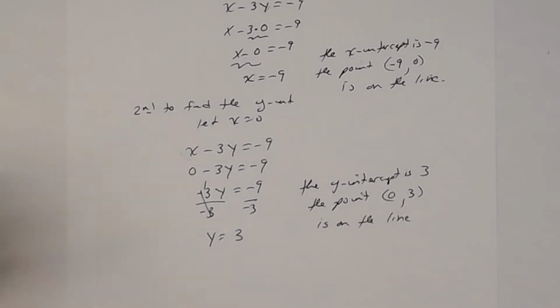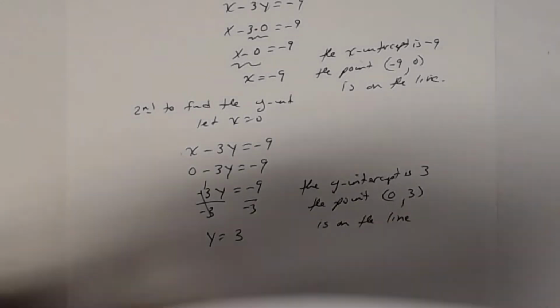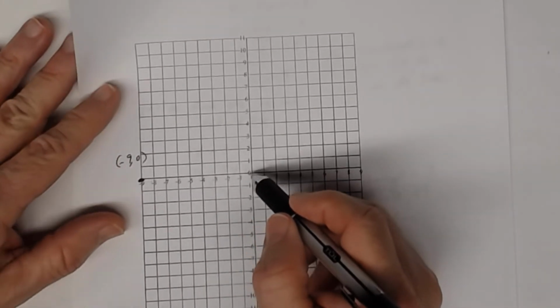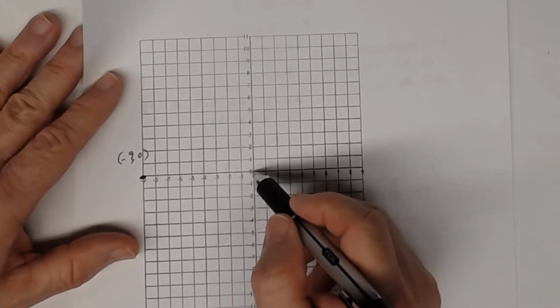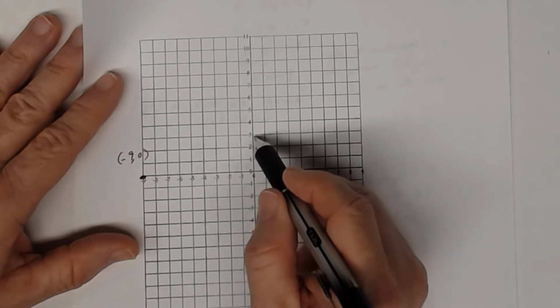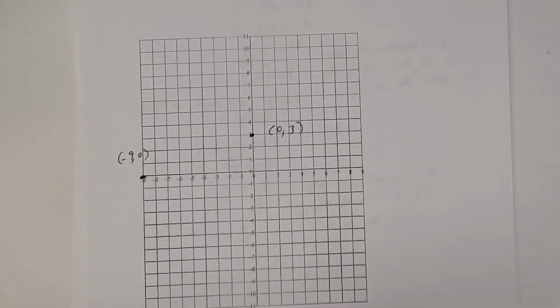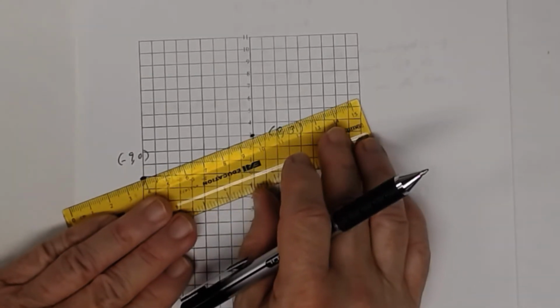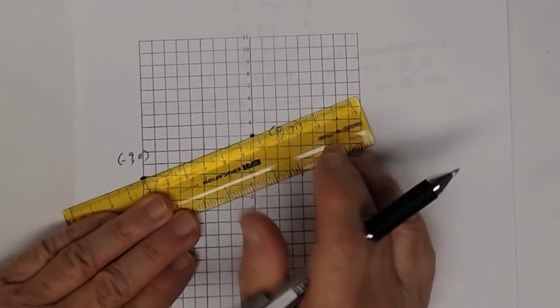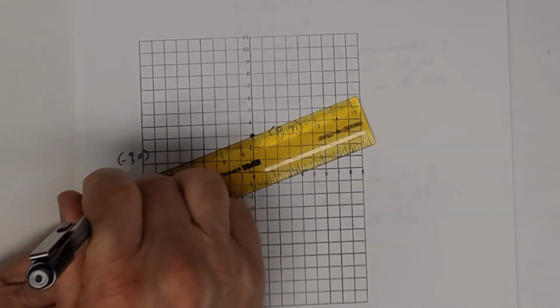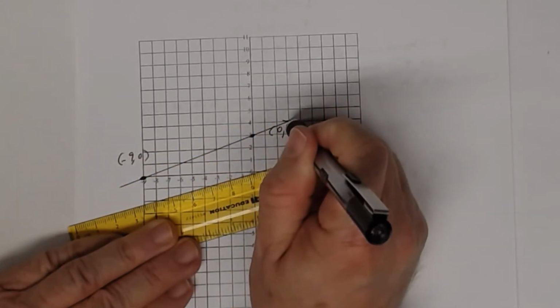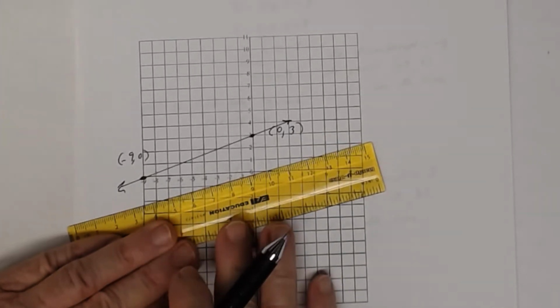And now let's go ahead and graph that point (0, 3). So 0, I stay at the origin, 3, I go up 3, so it's right here. So that's the point (0, 3). And then use your straight edge to draw the line, and so here's the line. Draw your arrow, don't forget to do that, and that's it, there's your line.